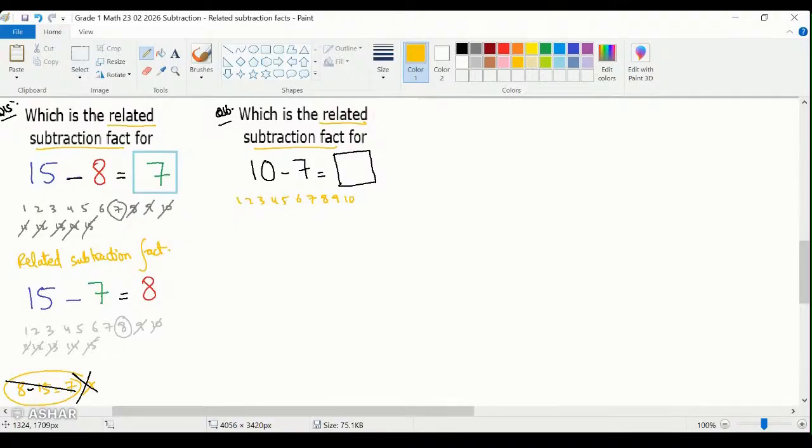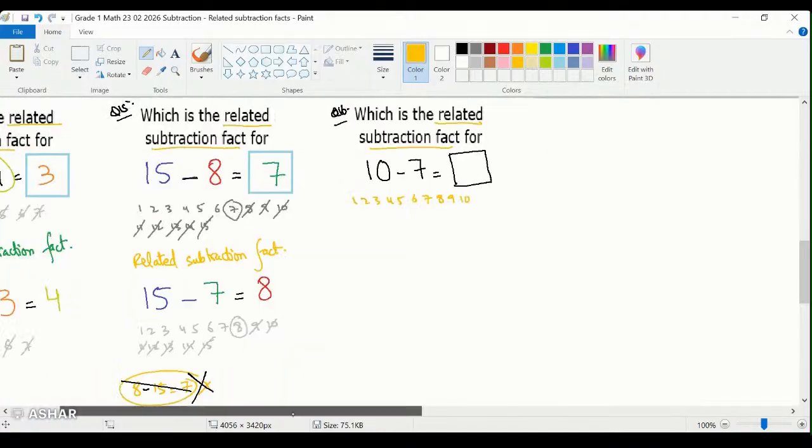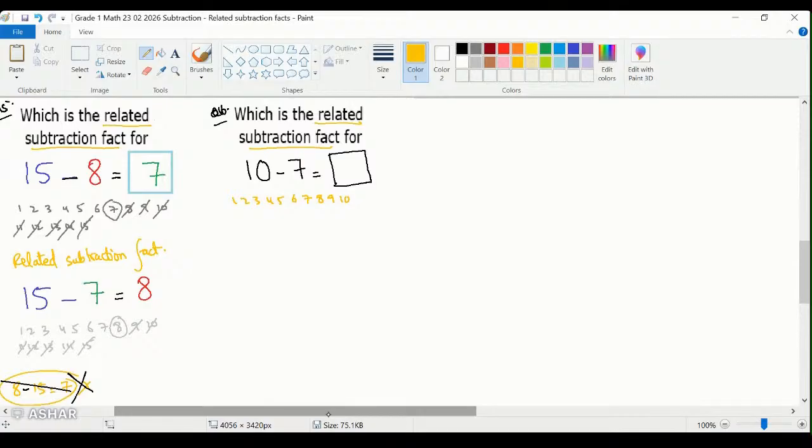Which question are you doing? We are doing question number 16. And question number 16 says 10 minus 7. Yes, thank you.